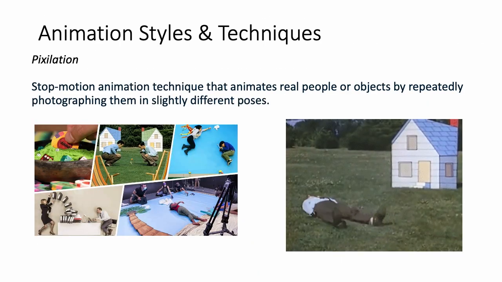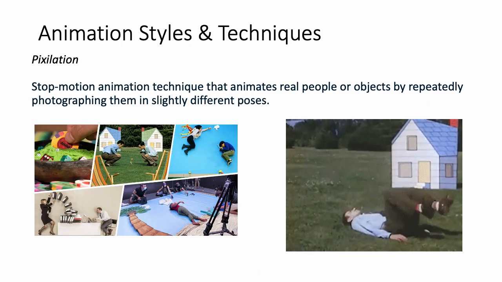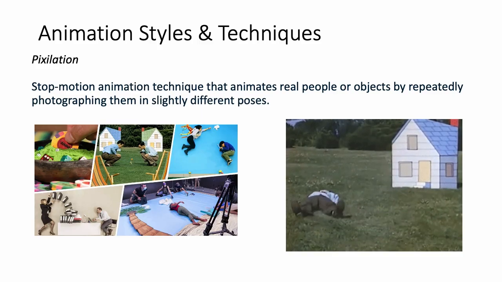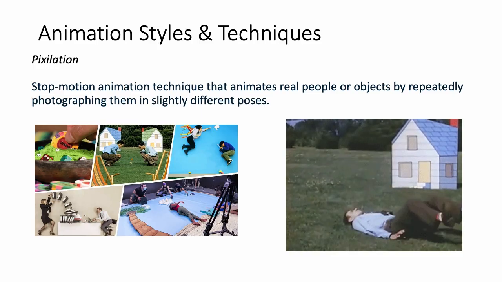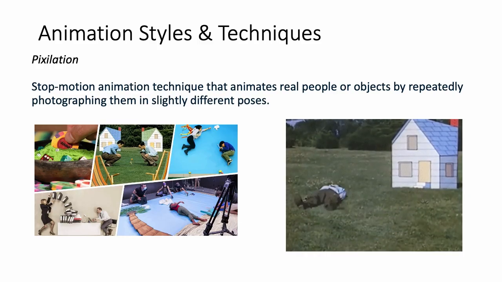Pixelation is a type of stop-motion animation that animates real people or objects by repeatedly photographing them in slightly different poses. This example here is from the film Neighbors.